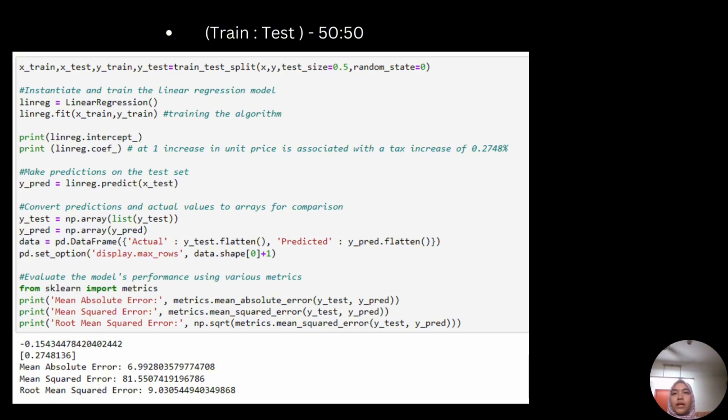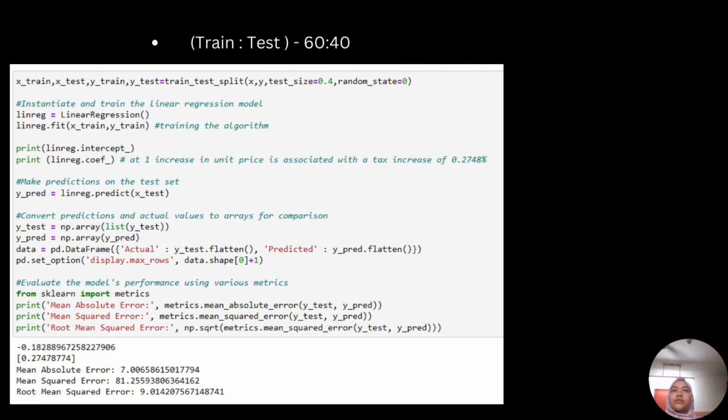And then we start to make prediction on the test set, and then we evaluate the model's performance and get the value for the mean absolute error of 6.9928, and then the value for the mean squared error is 81.55074, and then the value for the root mean squared error is 9.03054.